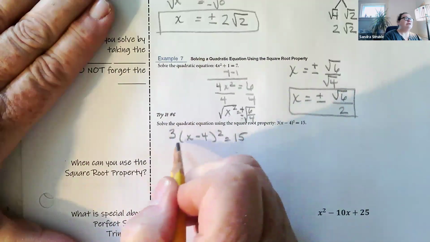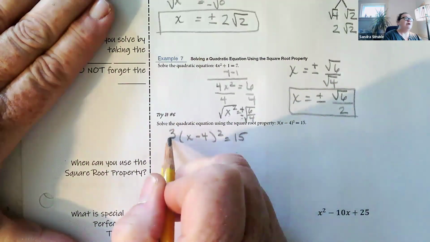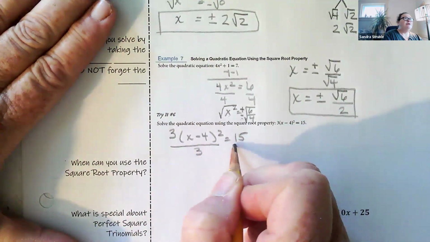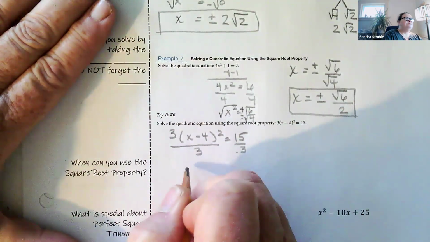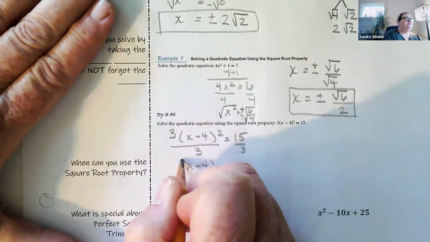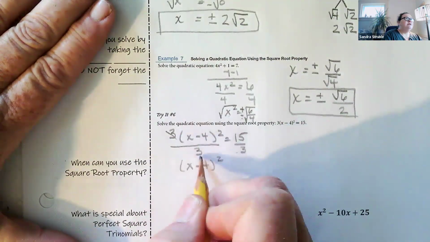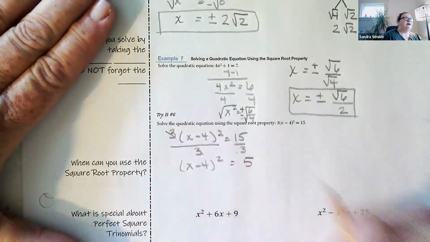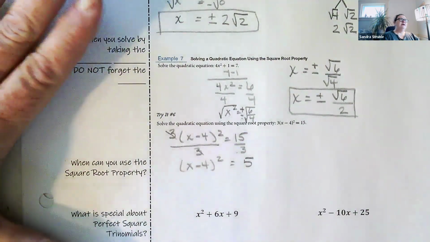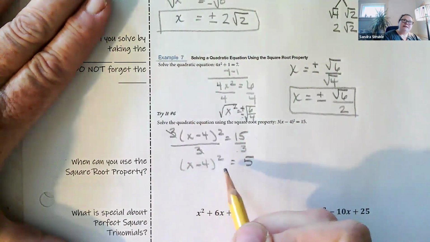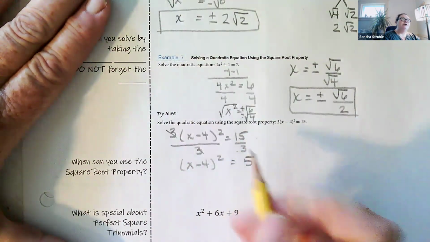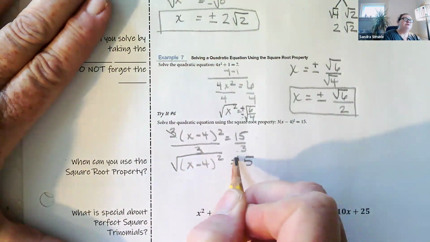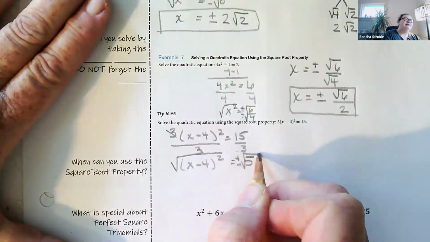First thing I'm going to do is get rid of this 3, because I can't have a square and a 3. That's not going to work on this side. I need to divide both sides by 3. These reduced. 15 divided by 3 is 5. Now that I've got a square on one side and my constant on the other, I can take the square root of this side. Don't forget your plus or minus for the constant side.